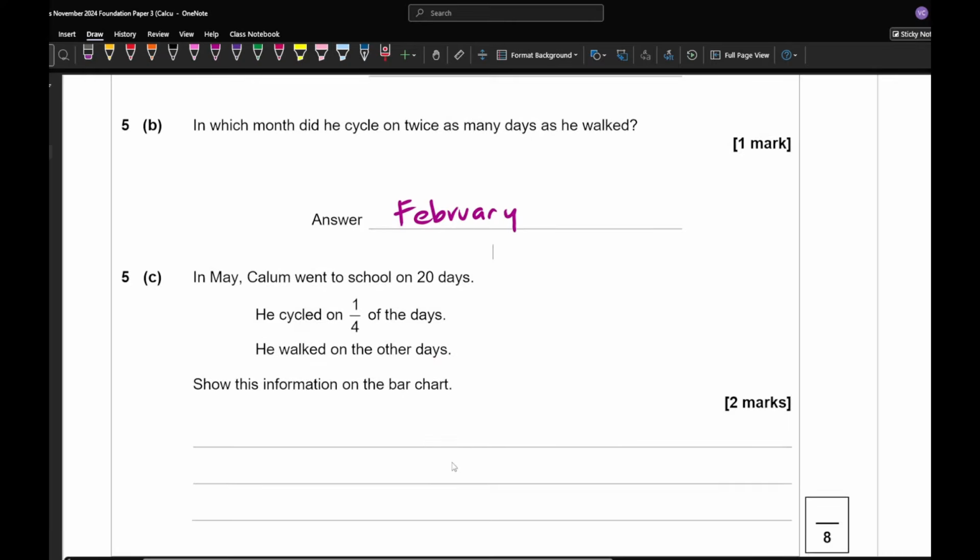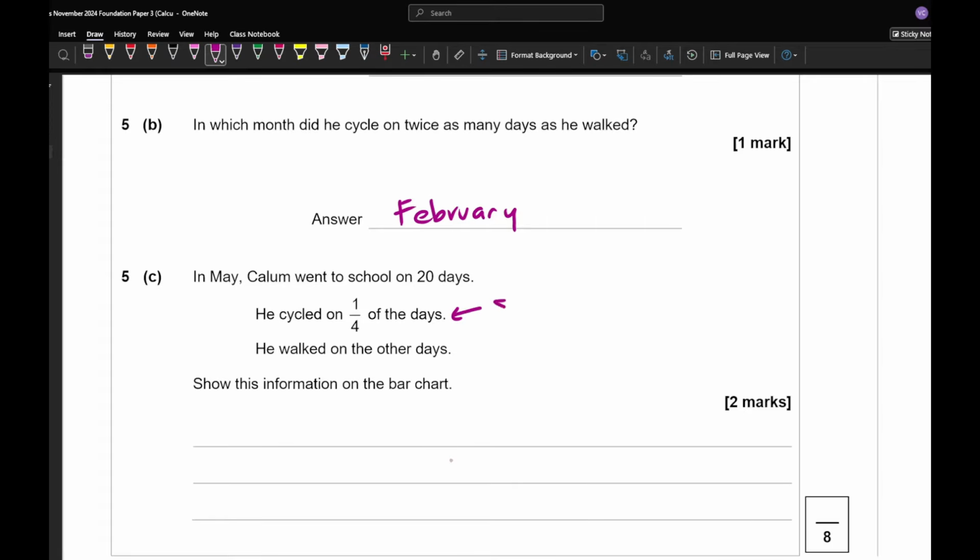And then for 5C, it says, in May, Callum went to school on 20 days. He cycled on a quarter of the days. He walked on the other days. Show this information on the bar chart. So for 20 days, a quarter of 20 is 5, leaving a remainder of 15 days.